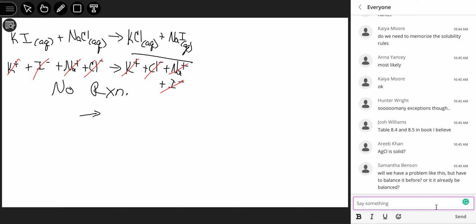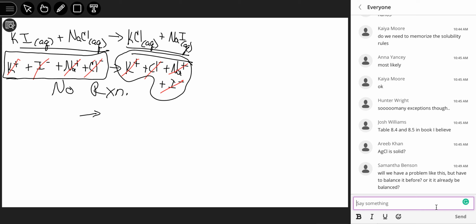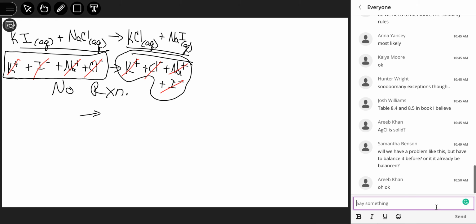Yes, and the reason there's not going to be a reaction is because, to begin with, since the things on the left are already aqueous, you have all of these ions floating around in solution. And then when you finish, since these things are soluble, you still have only these things floating around in solution. So in the solution, nothing's really changed. It's just a bunch of ions floating around. That is a good question.